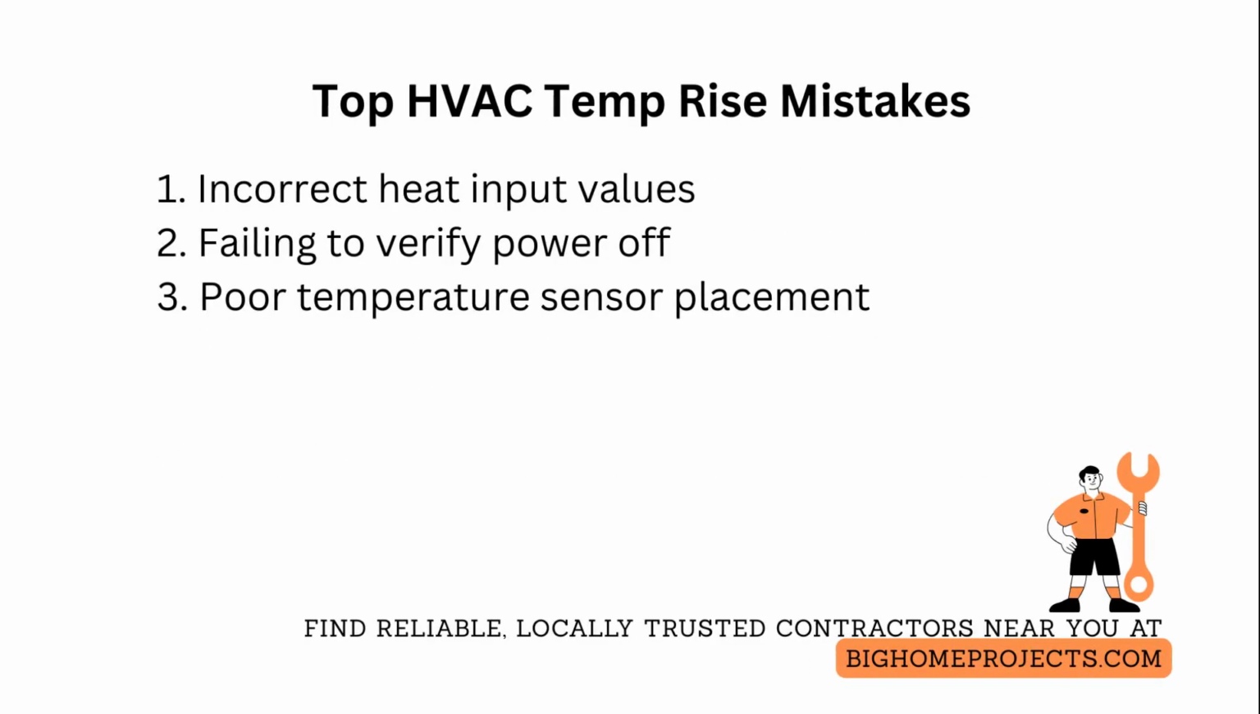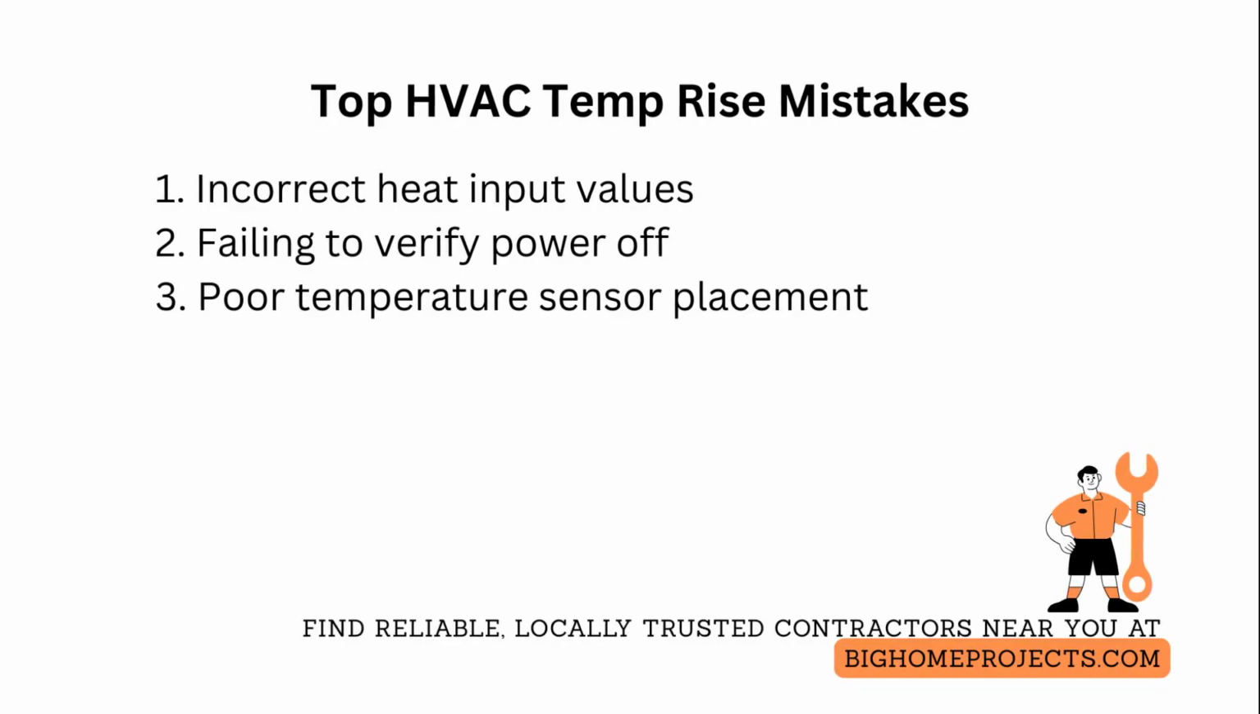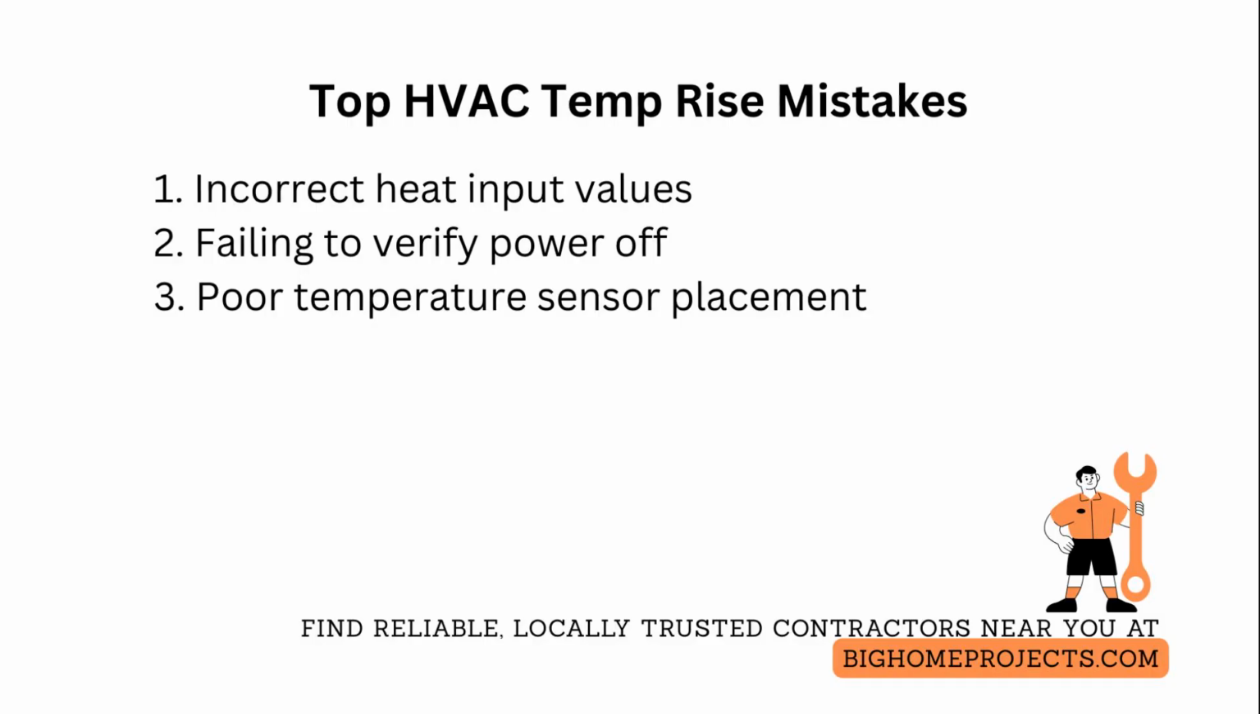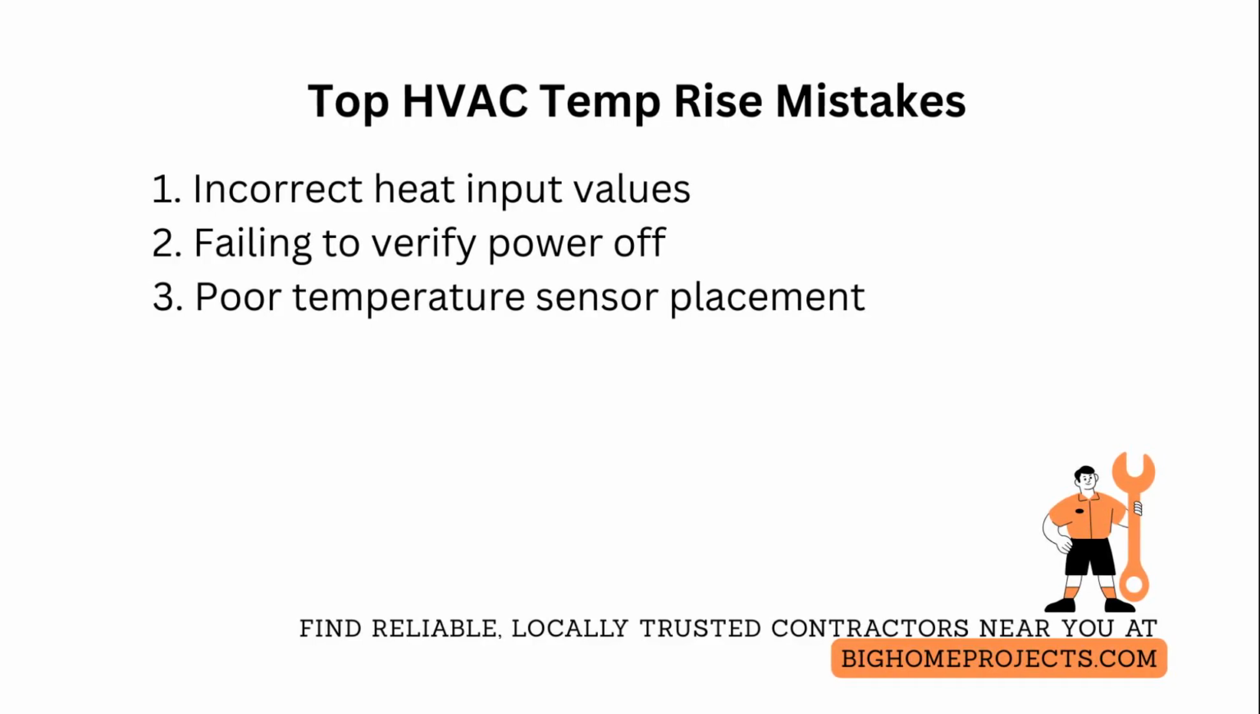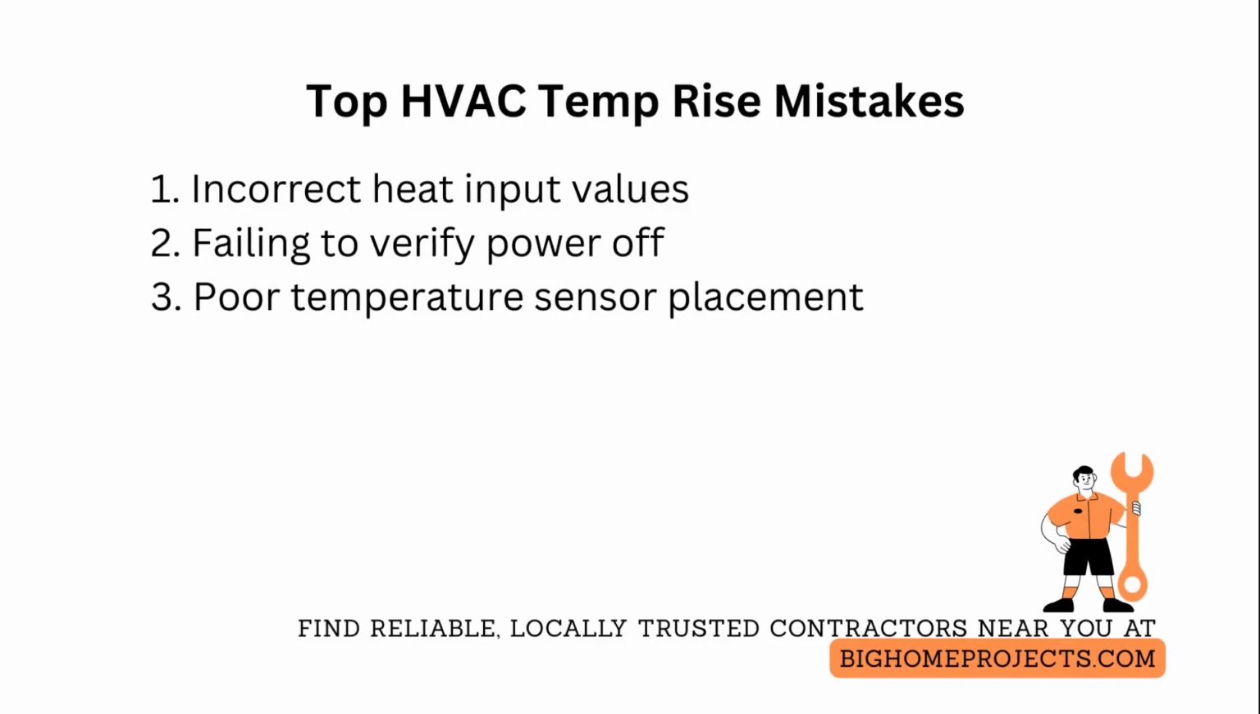One of the most common mistakes is using incorrect heat input values or ignoring system losses when searching for the HVAC temperature rise formula or airflow CFM, which causes wrong CFM estimates. Fix it by measuring actual burner or electrical input and applying efficiency corrections.